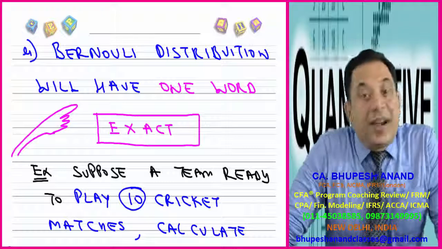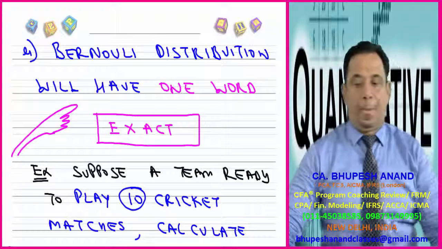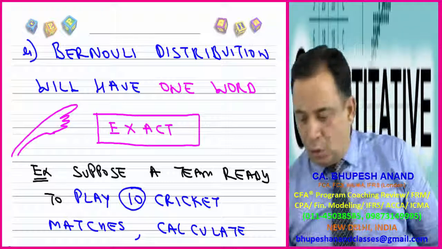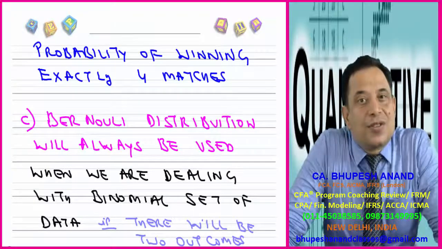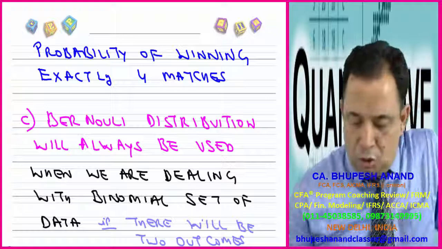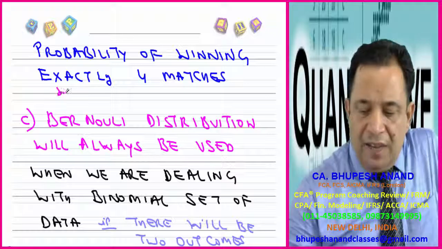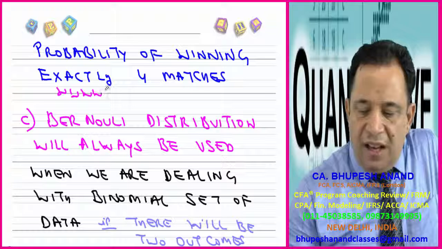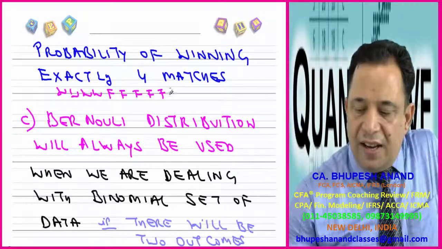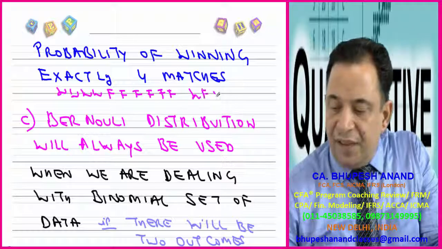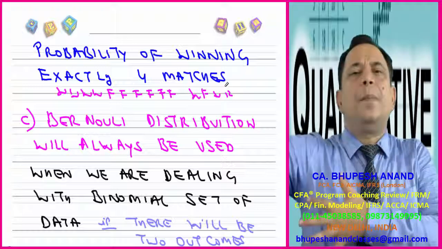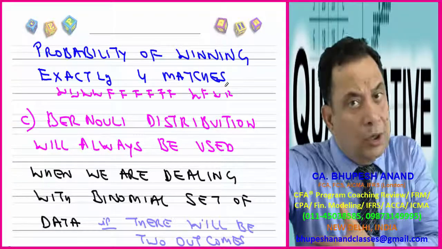Suppose a team is ready to play 10 cricket matches. Calculate the probability of winning exactly 4 matches. Now it can be possible in so many different ways: win, not win, fail. Or it can also happen like this: win, fail. There can be different types of combinations with that. I will be telling you how to calculate the probability.